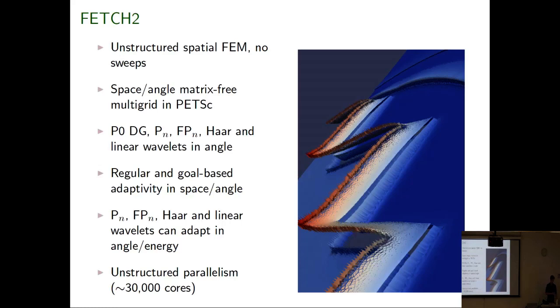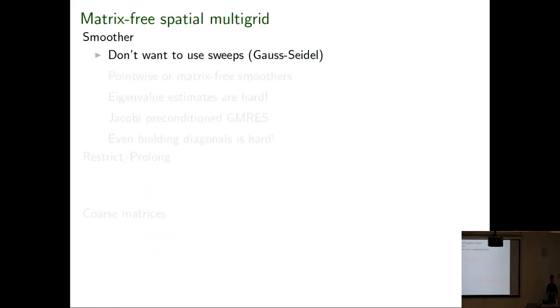So I'm going to talk a little bit about the matrix-free multigrid here. So of course we need the sort of standard building blocks for a multigrid. A smoother, we don't want to use a sweep because we know they won't scale. Means we have to use pointwise or matrix-free smoothers.